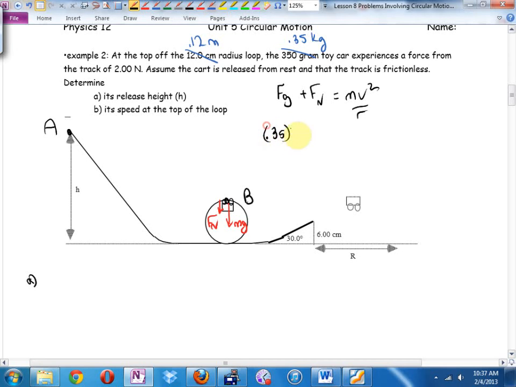0.35 times 9.8 plus 2 equals mv squared over r. I don't think I'm going to try and get the v by itself. I'm going to just crunch the whole left-hand side, get an answer, and then I'll times by r, divide by mass, and see what happens from there.